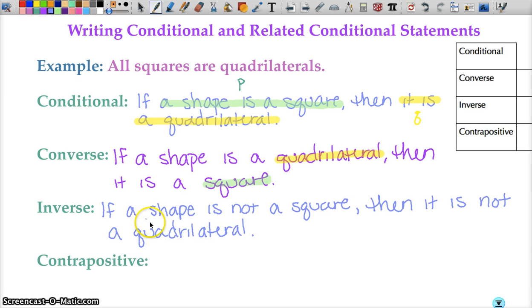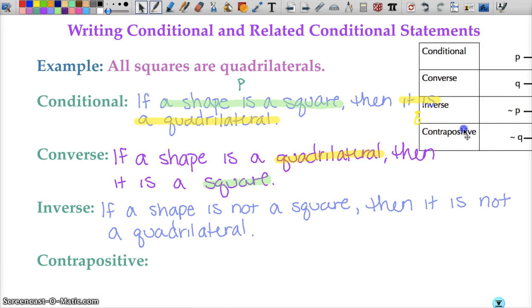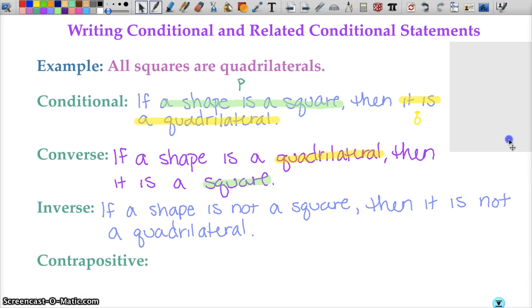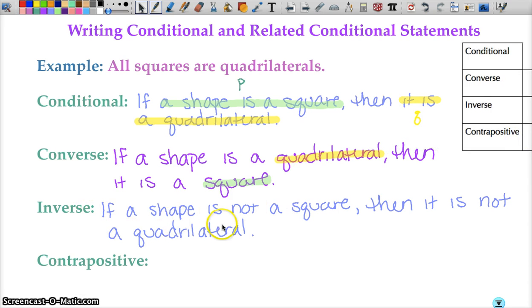Okay, so we have our P statement, but we negated it by adding that word not in front, and then we have our Q statement, but we negated it by putting the not in front of that as well. All right, and then for our last example of these 4 different types of statements is our contrapositive. So let me just slide this over one more time. So the contrapositive is negating and switching. So we switch spots for both, and then we put our not in there. So it's kind of like taking your inverse and then just changing up the order.